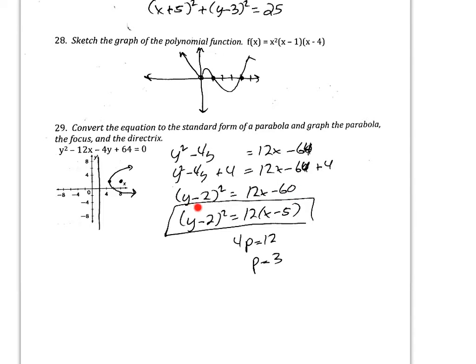Over here, you can go ahead and write the parentheses. Remember, the half is what goes inside right there. Factor out the 12, that's going to be your 4p. 12 times x minus 5 equals y minus 2 squared. And now you can graph.